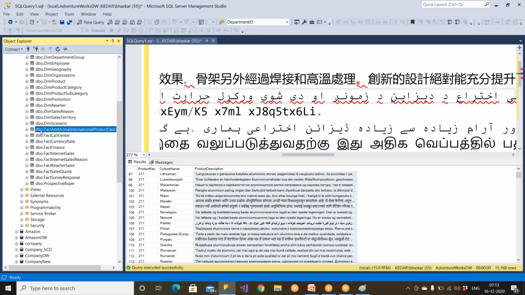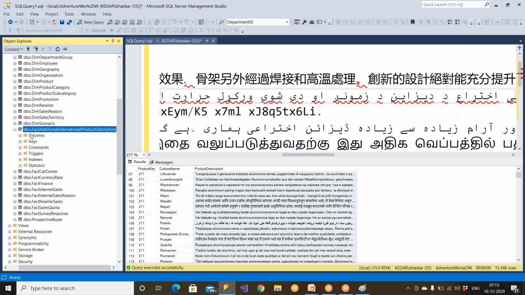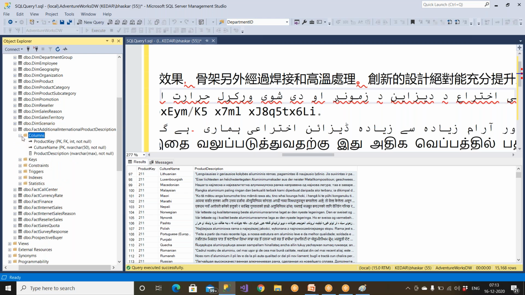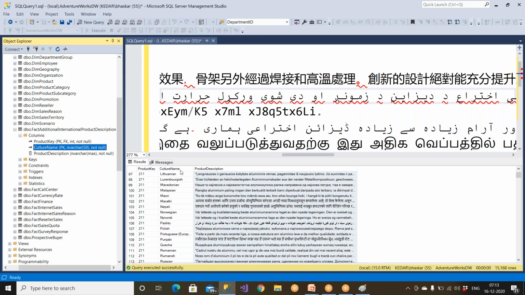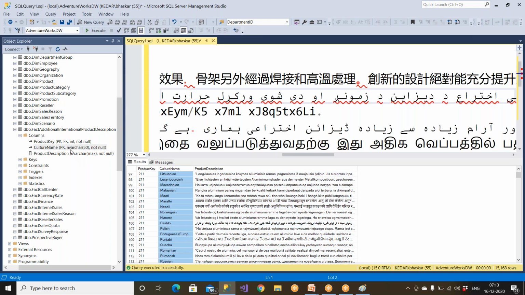If you wanted to see the data types for it, you can just maximize this. Then you can see product description. This is the description, and it is nvarchar(max). Have you seen this? It is not varchar, it is nvarchar(max). And this is the culture name column, which is also nvarchar(50). So it is very, very important, guys. And this is how you can understand.